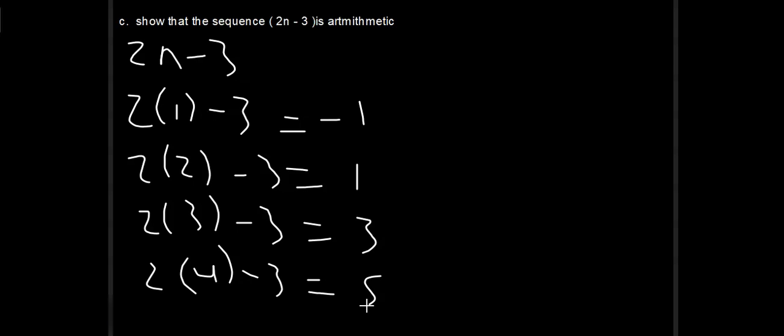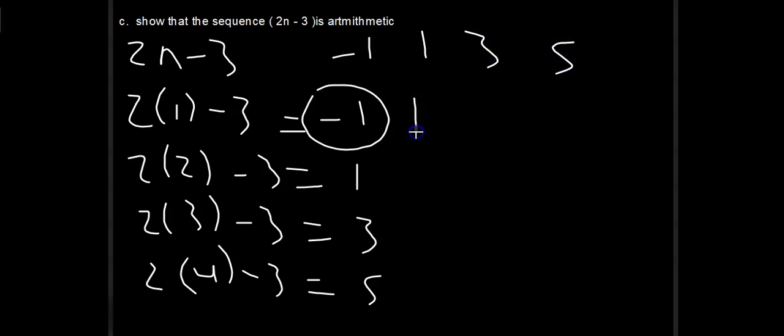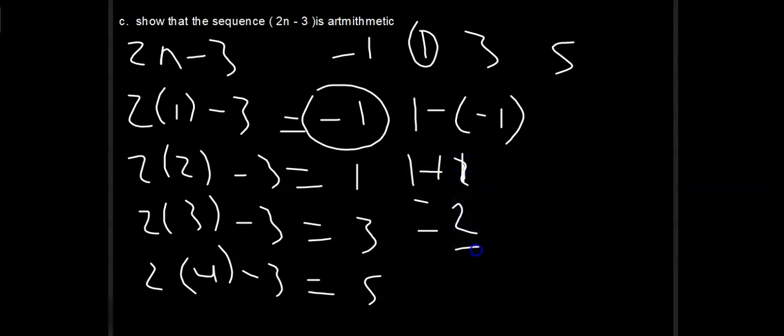As I told you before, to know if it's arithmetic or not, you have to subtract the first term from the second term. My terms are -1, 1, 3, and 5. So when I subtract -1 from 1, the second term minus -1, since we've got two negatives, this will be positive, so 1 plus 1, which is 2.